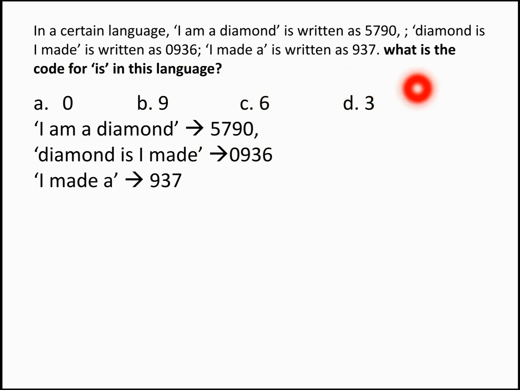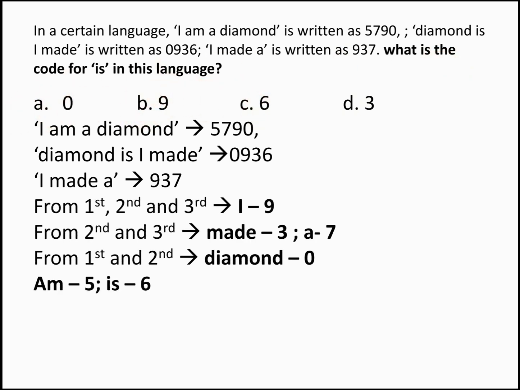For the same coding, your question is, what is the code for is in the language? Now, as we have discussed, the code for is going to be 6. So the answer is also 6.